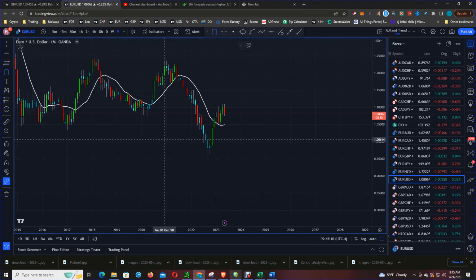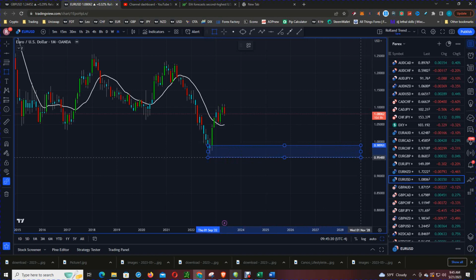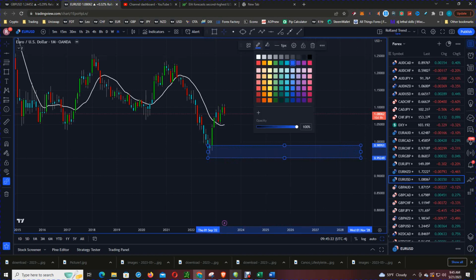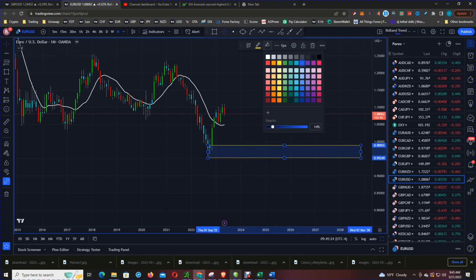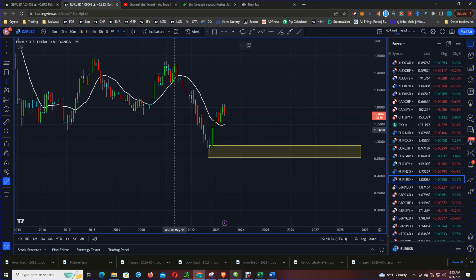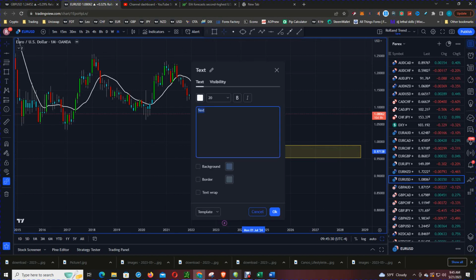Okay, so price came down, paused, and is shooting back higher. So there are monthly buyers down at this level. This is our monthly demand level. We'll say at the 0.97.